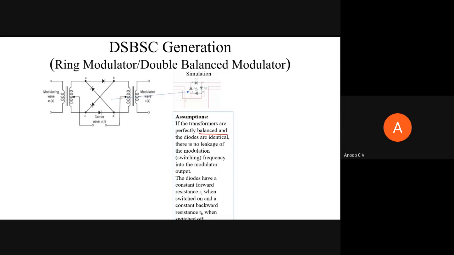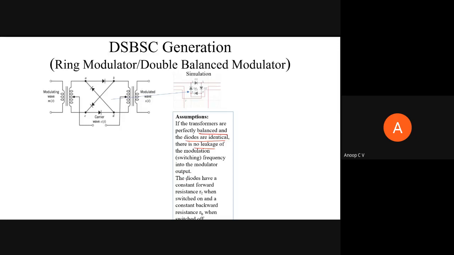I'll be sharing this PPT with you at the end, right. So the assumptions are that both the transformers are balanced, which means the center tap is exactly at the middle turn, and the potential above and below will be the same. The voltage drop above the center tap and below the center tap is going to be the same. So both are balanced, and all the diodes are identical, and there is no leakage, right. So this modulating wave is not going to leak into the second transformer, right. So those are the assumptions.